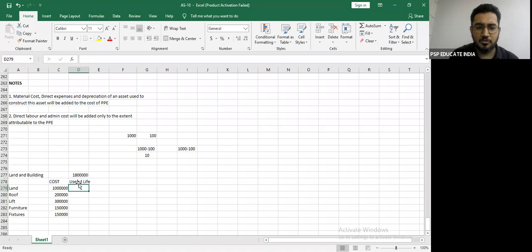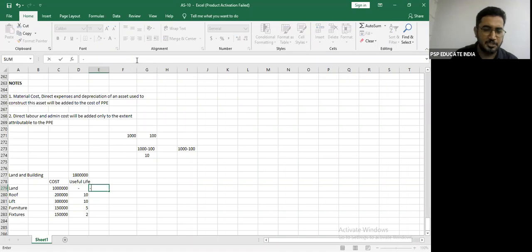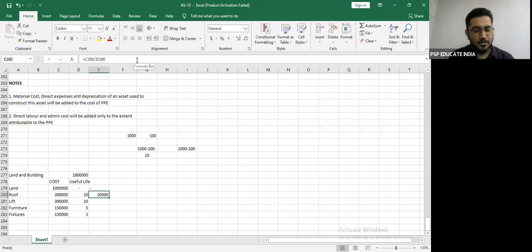Let's have a look at the useful life. The useful life of land is of course infinite. I hope you remember that land is a non-depreciable asset. Roof is 10 years. Lift is 10 years. Furniture is 5 years. Fixtures is 2 years. Now you will calculate depreciation. So depreciation over here will be nil. Roof depreciation will be 20,000 divided by 10. You get 2,000.